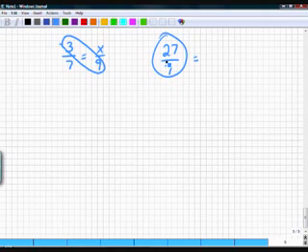You could change that to a decimal. You could change it to a mixed number. 7 into 27 will go 3 times. 3 and 6 sevens.